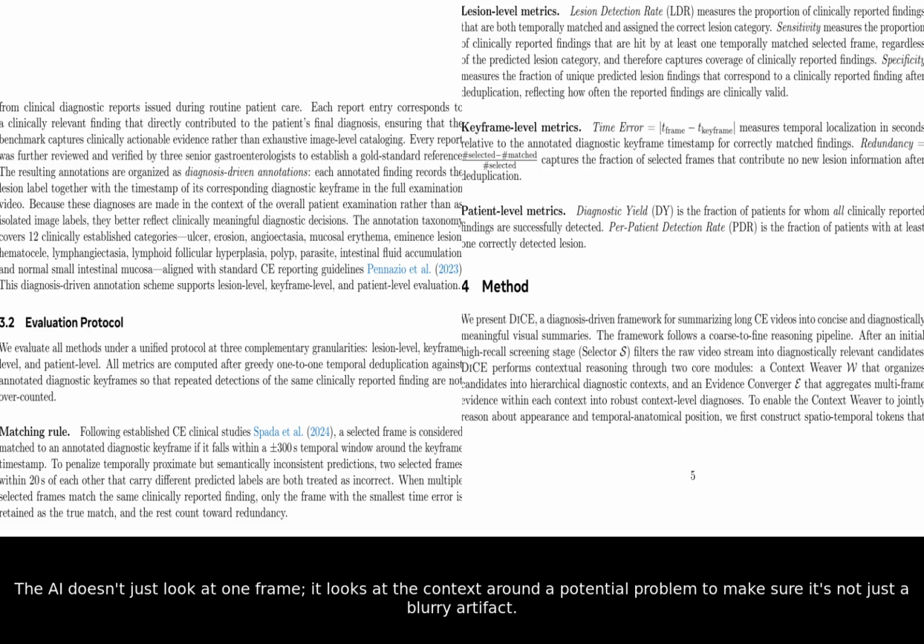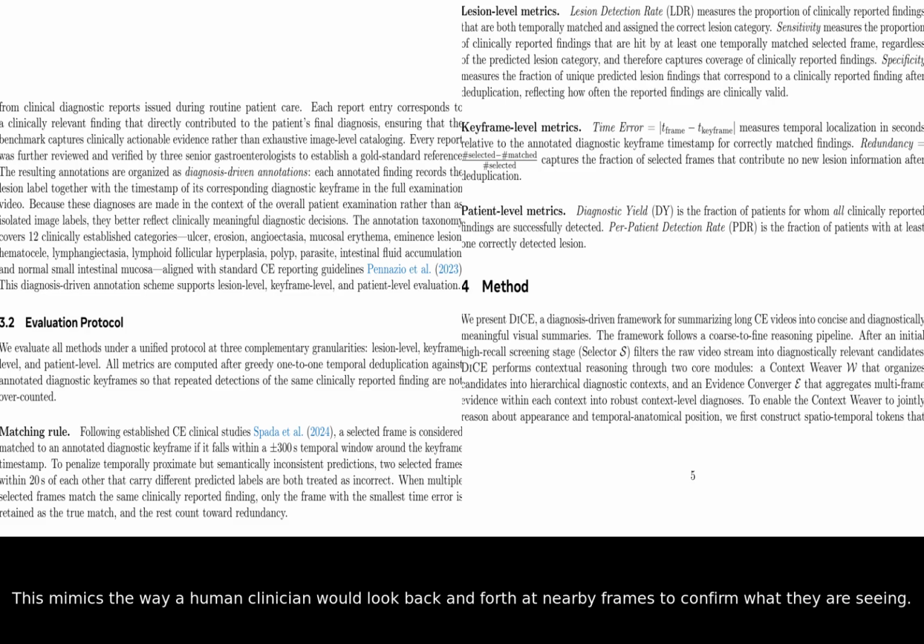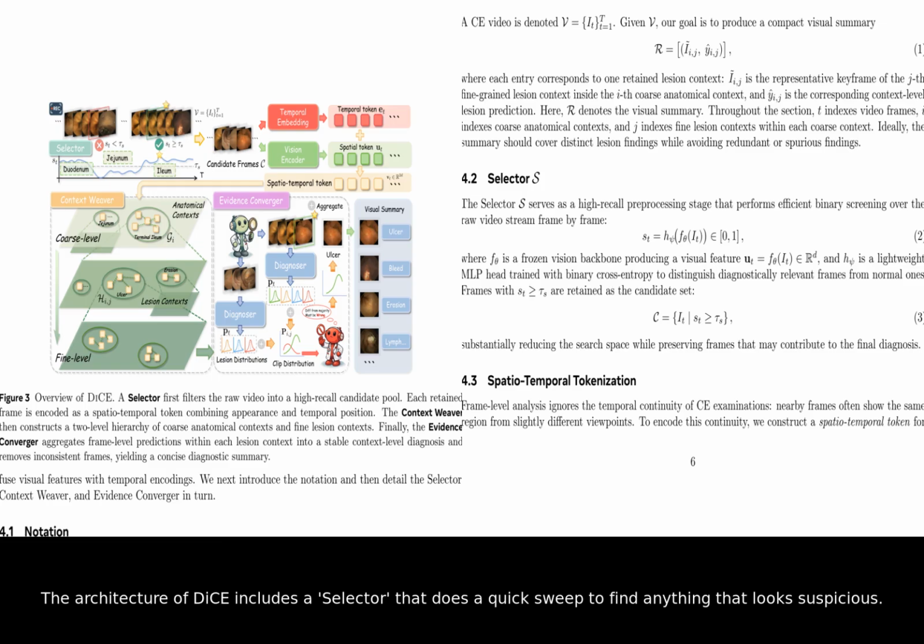finding. The AI doesn't just look at one frame, it looks at the context around a potential problem to make sure it's not just a blurry artifact. This mimics the way a human clinician would look back and forth at nearby frames to confirm what they are seeing. The architecture of DICE includes a selector that does a quick sweep to find anything that looks suspicious.